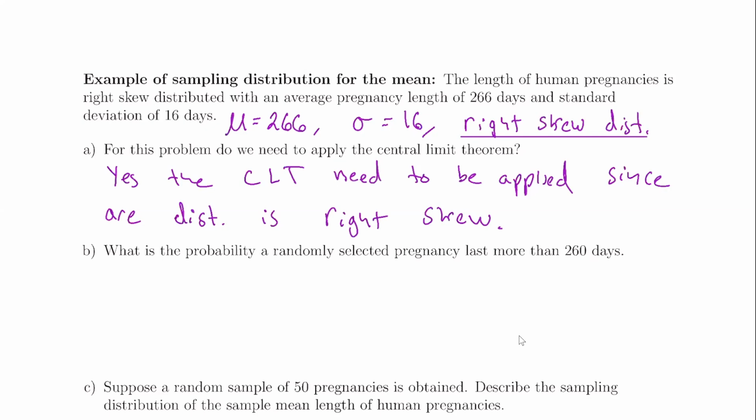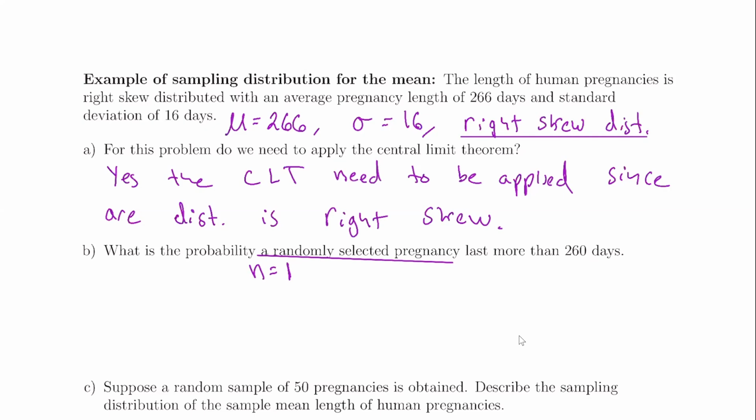All right, let's do part B. Part B says, what is the probability a randomly selected pregnancy lasts more than 260 days? For part B, what is my sample size? One. Yeah, 1. So n is equal to 1, because it said a randomly selected pregnancy. That's telling me we're only selecting one pregnancy.